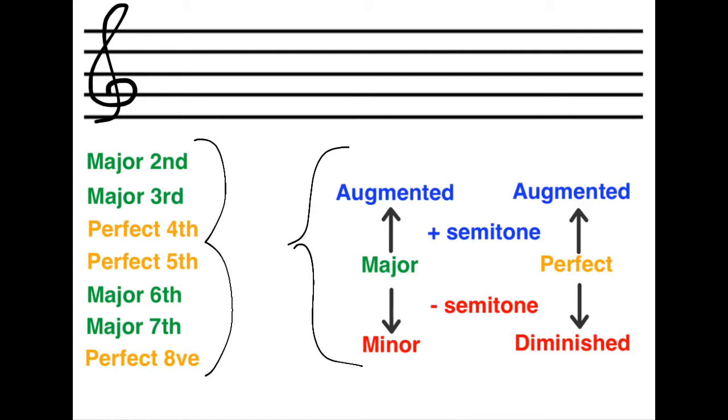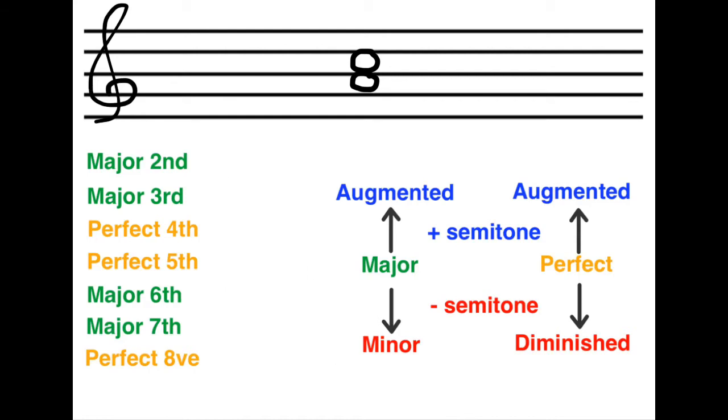So say for example we want to measure the distance between A and C. Okay, the very first thing you do, as we've done so far with every single interval, is we find out how far away is the top note from the bottom note. So count up from the bottom note. A is 1, B would be 2, and C is 3. So we know it's some type of third. Okay, so you know it's a third. We don't know what type of third it is yet.